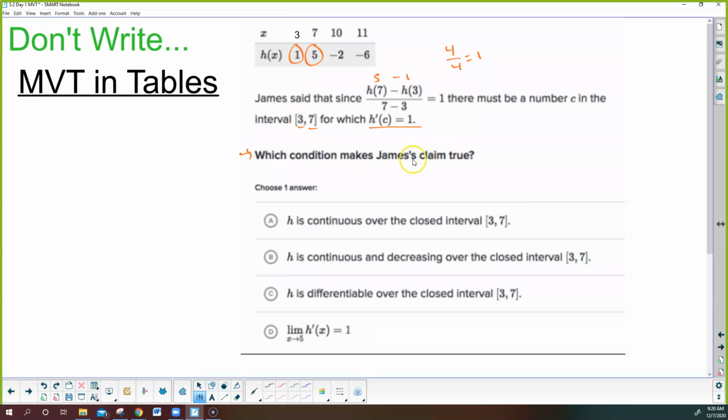Which conclusion or which condition can James make true? Is it h is continuous over the function? Is it h is continuous and decreasing? Is it h is differentiable over the closed interval? Or is it the derivative as we go to 5 is equal to 1? So which one of those is the only condition that James can make?